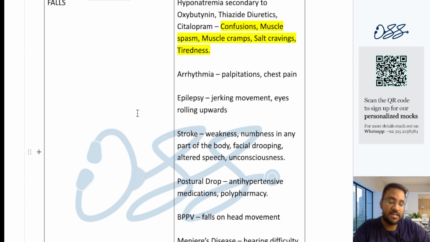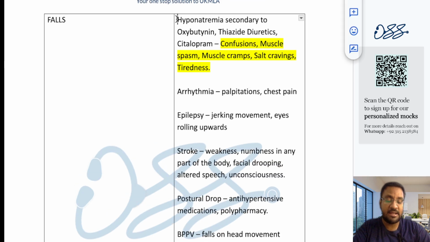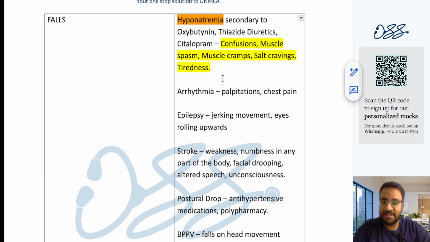Okay, falls, hyponatremia, can present with a lot of things. It can present with tiredness, confusion, okay, and the presenting complaint may be falls. So you need to ensure that the hyponatremia stations, okay, like there are 5 to 6 different scenarios of hyponatremia presenting in different ways, either by tiredness or confusion or falls, okay, and in the exam the cause is due to either oxybutynin or thiazide diuretics or COPD or SIADH.